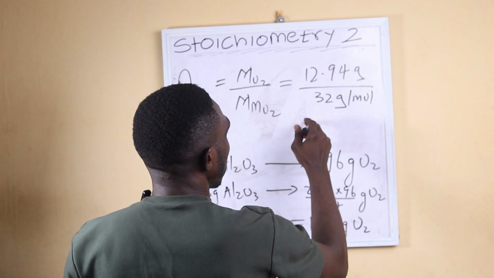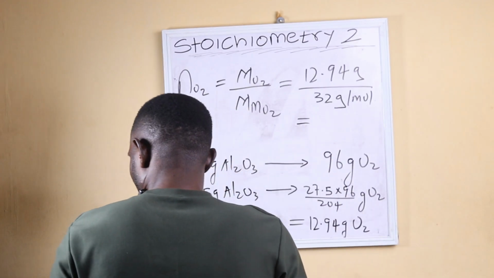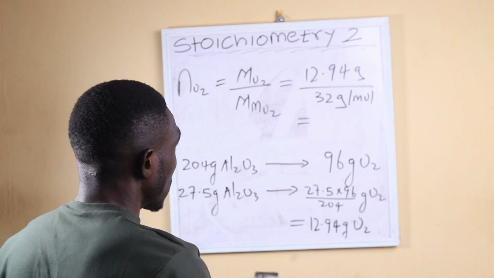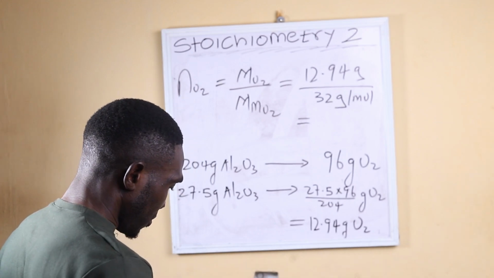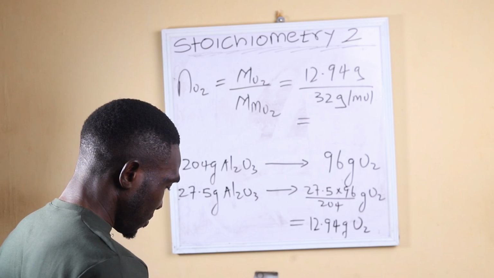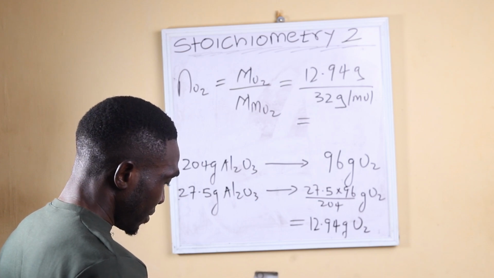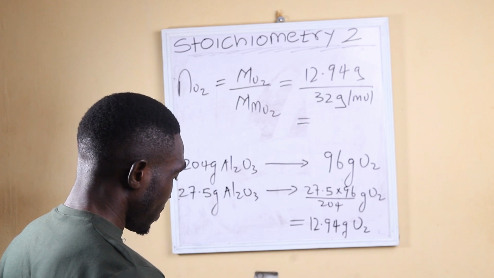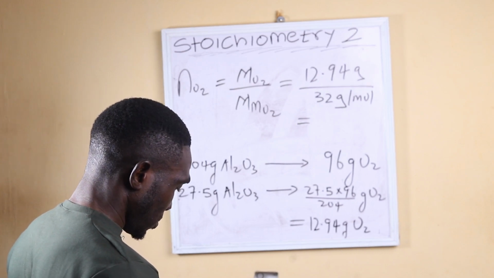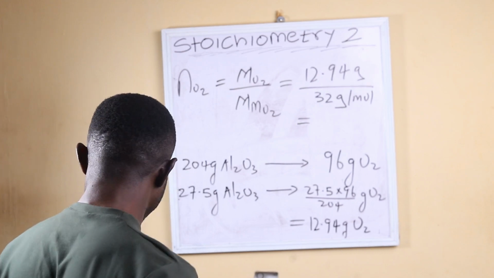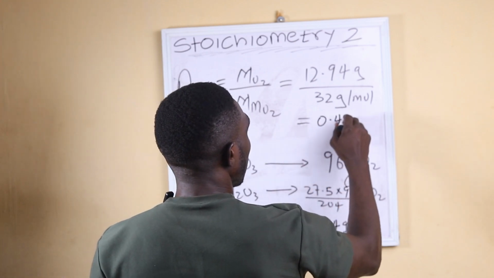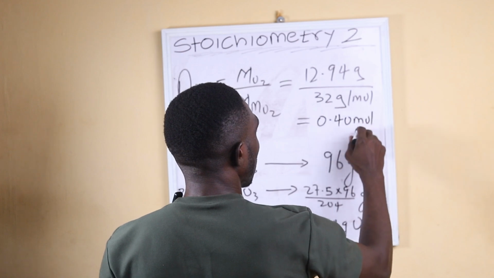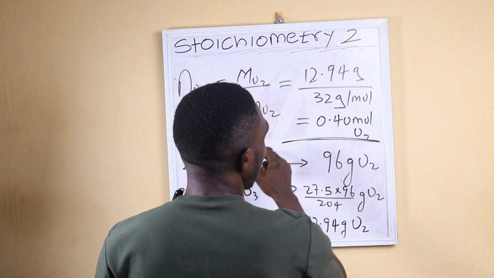All right. So let's work that out. And that's going to give us 12.94 divided by 32. So that is 0.40. So we have 0.40 mole of oxygen. Final answer.